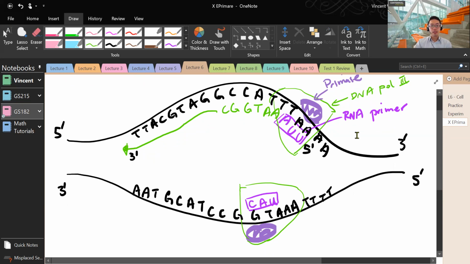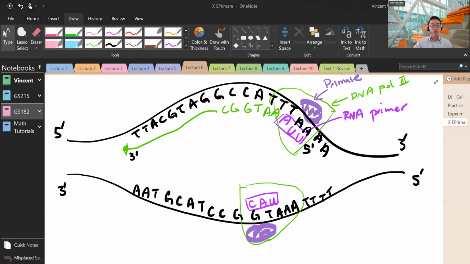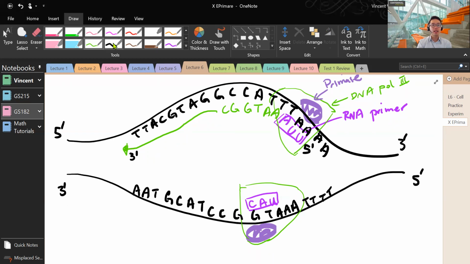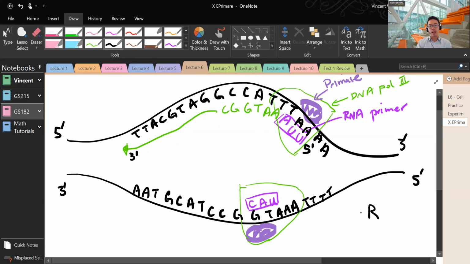Okay. Let's just do a poll and see if you guys are all with me. My question is, will this DNA polymerase 3 go to the right or go to the left? If you think it's to the right, please choose A. To the left, please choose B. I guess the way I've drawn it kind of gives it away, but I just want to see if you guys are with me.